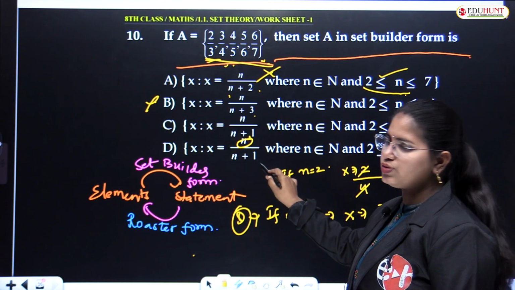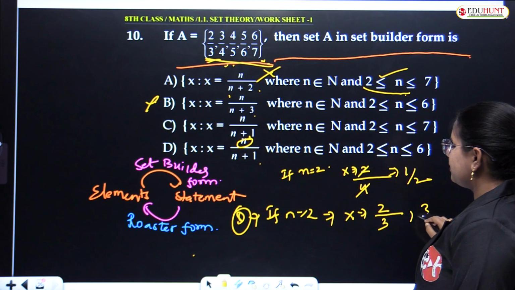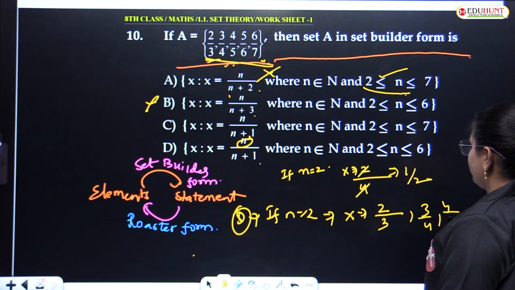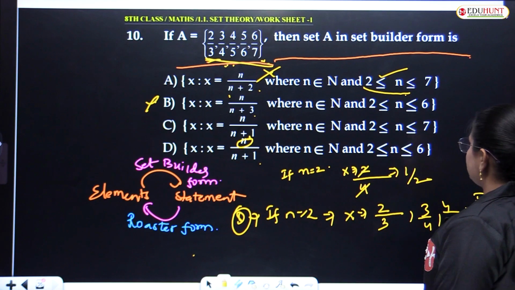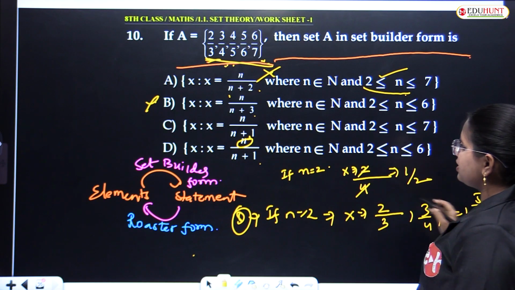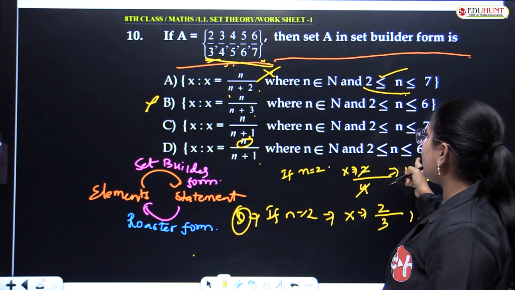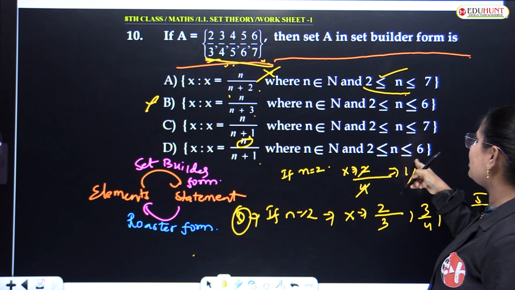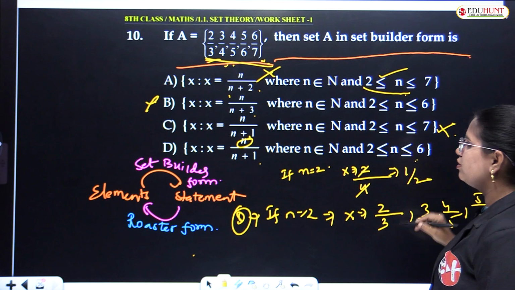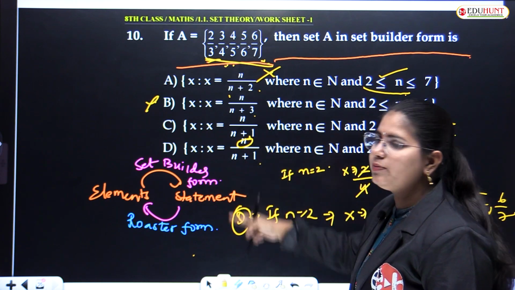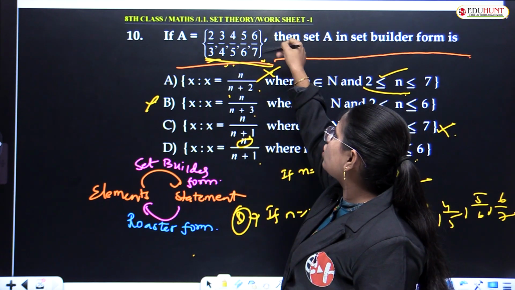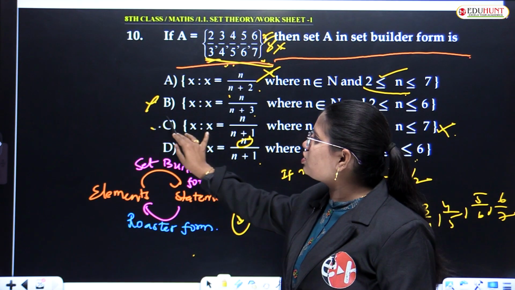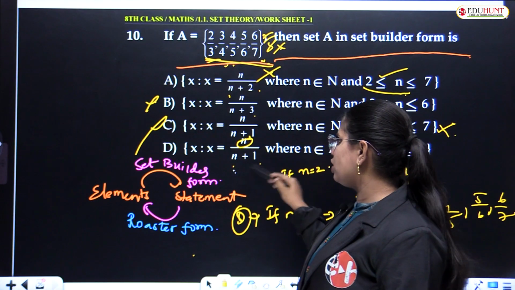3 by 3 plus 1, 4. So the next option is 3 by 4. Next option, if I put 4 here, 4 by 5. If I put 5, 5 by 6. If I put 6, 6 by 7. So I have to take this value, right? N value is less than or equal to 6. Here 7 is not included. If you take 7 divided by 8, 7 by 8 is not visible in the options. So that is the reason option C is also eliminated. D is your answer.